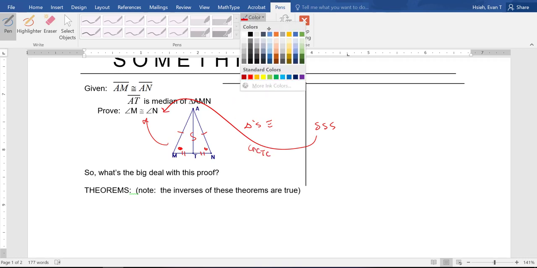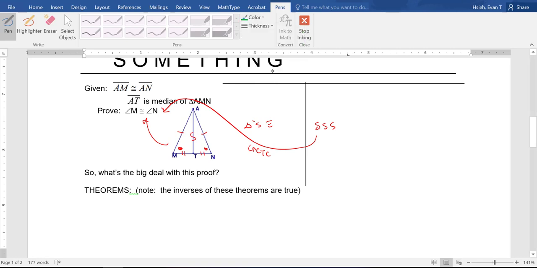And what this proof actually proves is the theorem. It's basically saying that if I have a triangle and I'm given that these sides are congruent to each other, then I can prove that the base angles are congruent to each other. And what we're going to find is that this is reversible, so therefore this is also true.